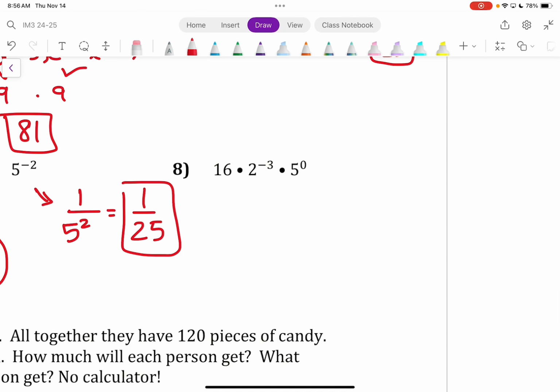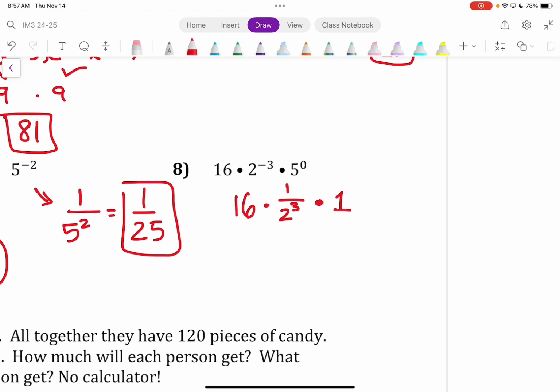Let's start with 16. We can't do anything with 16, so I'll just rewrite that. 2 to the negative third. Like I said, I have a negative exponent here, so I need to make this into a reciprocal or a fraction, 1 over 2 to the third. And then what is 5 to the 0? What is anything to the 0 power? 1.